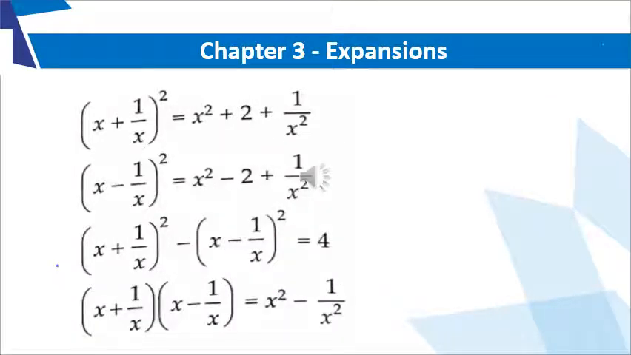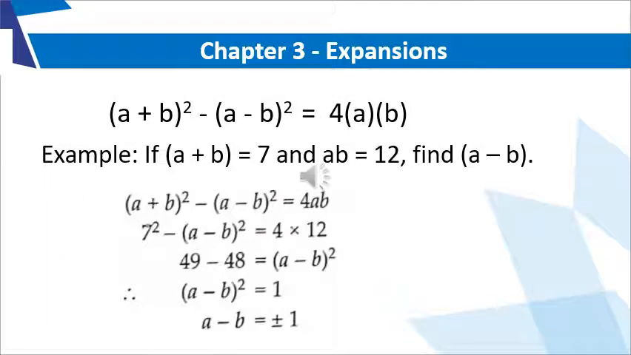We will be using some more identities such as (x plus 1 upon x) the whole square, (x minus 1 upon x) the whole square, (x plus 1 upon x) the whole square minus (x minus 1 upon x) the whole square, and (x plus 1 upon x) multiplied by (x minus 1 upon x). Another commonly used identity is (A plus B) the whole square minus (A minus B) the whole square equal to 4AB. Consider the example given below.